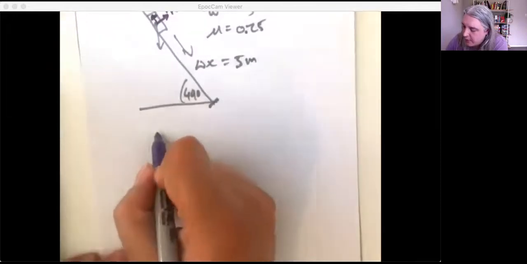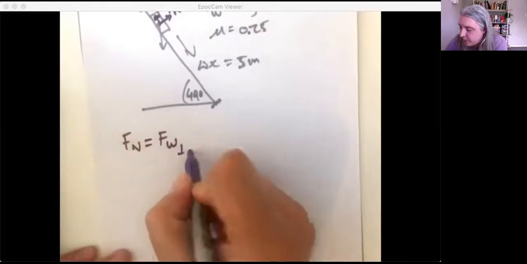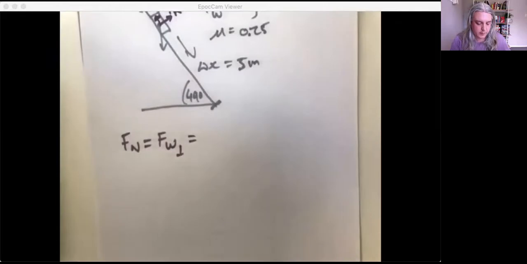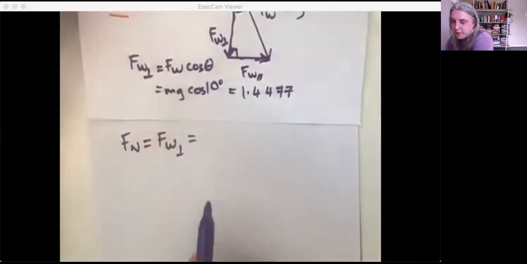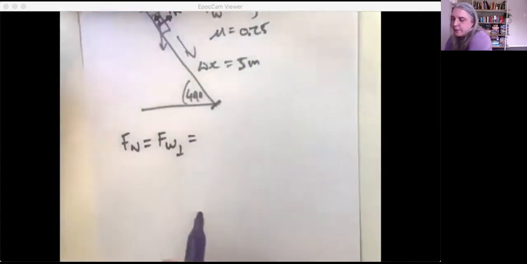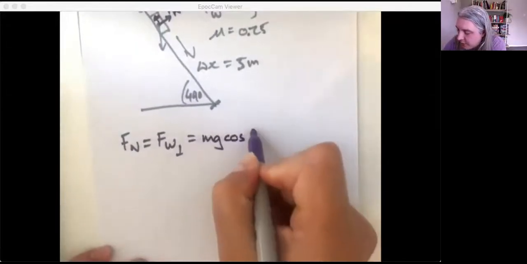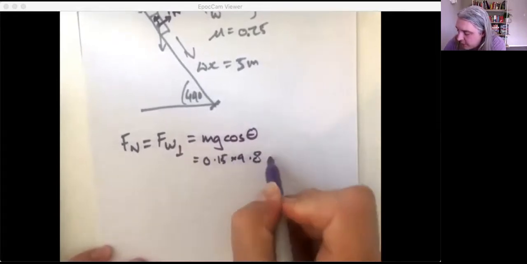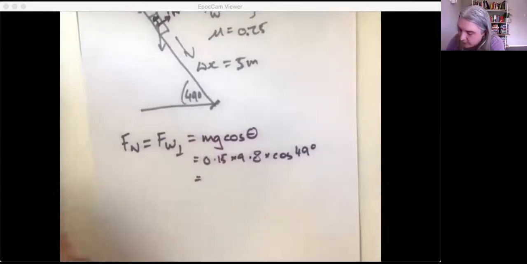We said that our normal force was equal and opposite to the weight force in the perpendicular direction. We also saw that the perpendicular component of the weight force was equal to FW, the weight force, times cosine theta. That's still the same, but now we've got a different theta. So we still have mg cosine theta, with the same mass and same gravity, but now the cosine of 49 degrees instead.